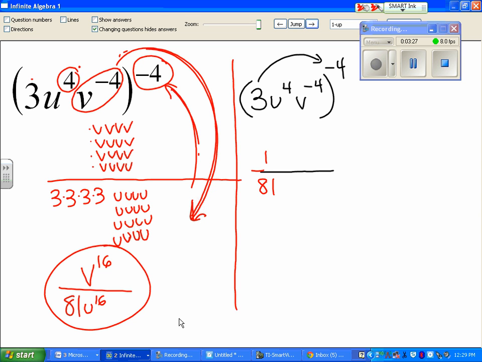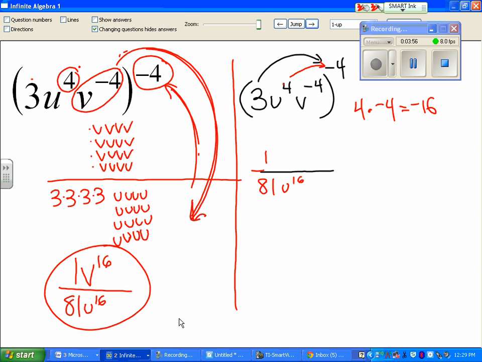You can do it either way. And there is a 1 up here. You can put it in or not. It's up to you. Second part, u to the fourth taken negative 4 times. The trick or the shortcut is if you multiply 4 times negative 4, you get negative 16. So negative 16 means you're going to be on the bottom, which would be u to the 16th. All right, and you can just leave it like that and do it that way.